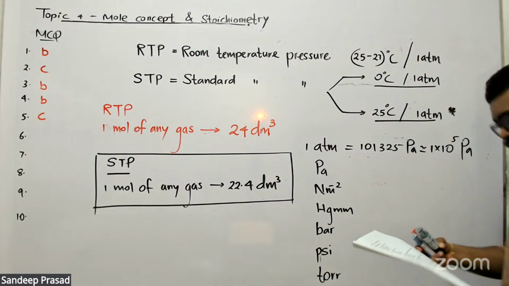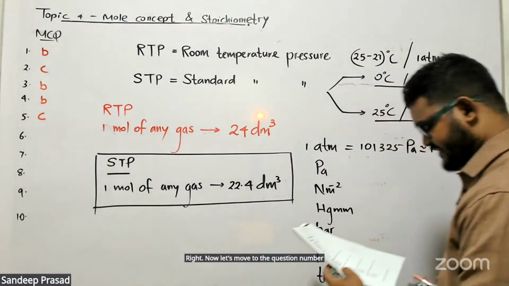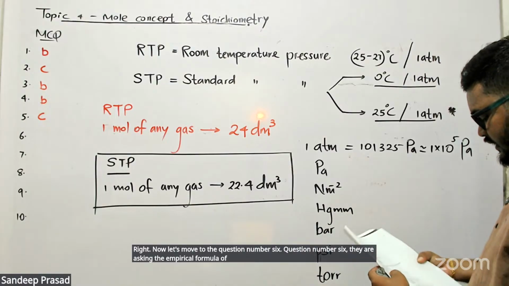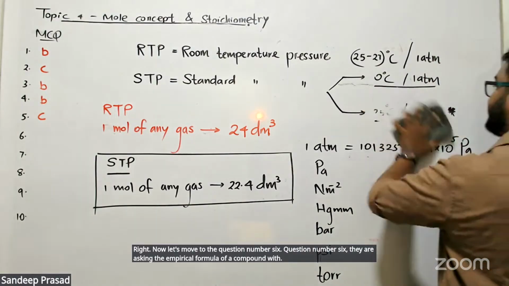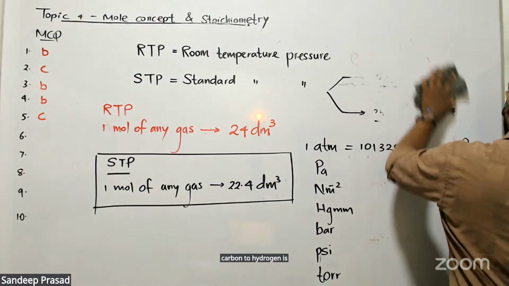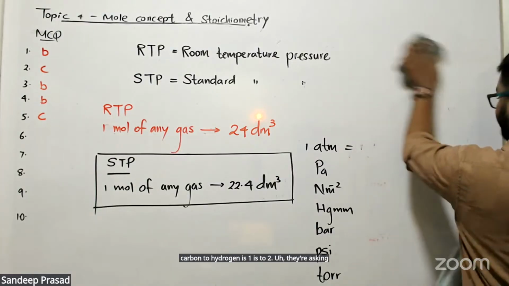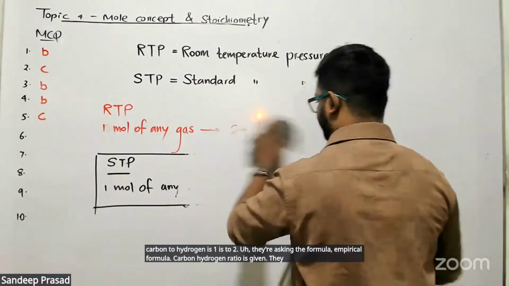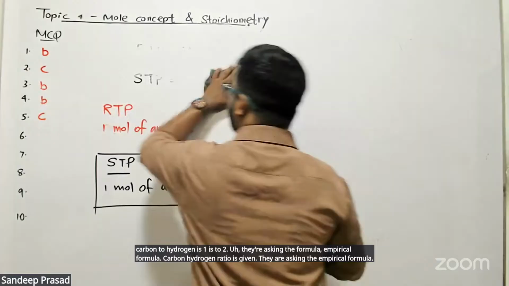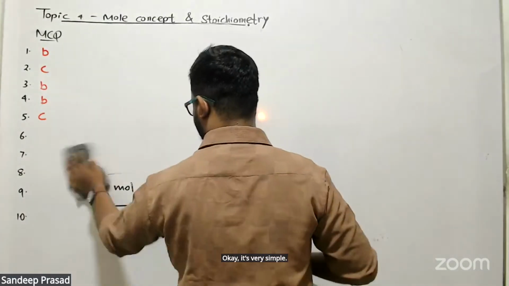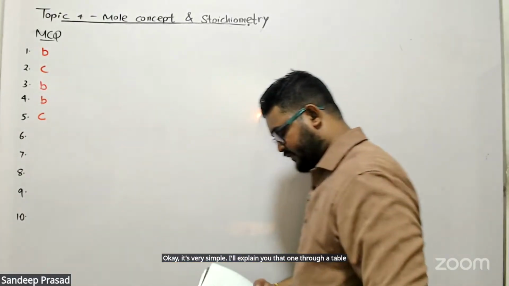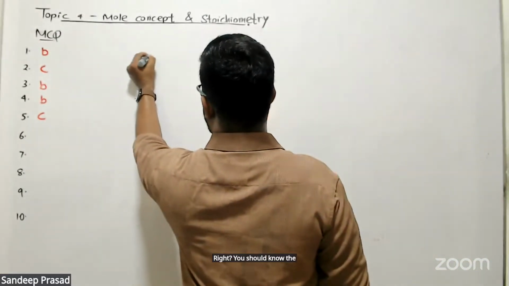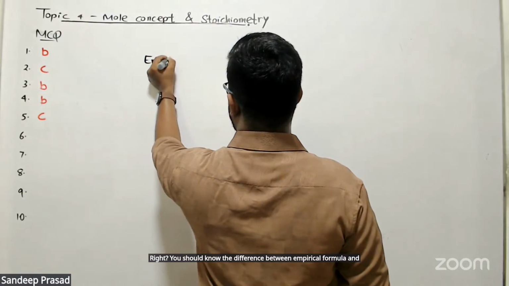Right. Now let's move to question number 6. Question number 6, they're asking the empirical formula of a compound with carbon to hydrogen ratio 1:2. The carbon hydrogen ratio is given. They're asking the empirical formula. It's very simple. I'll explain that one through a table. Look at this table, will you? You should know the difference between empirical formula and the molecular formula.